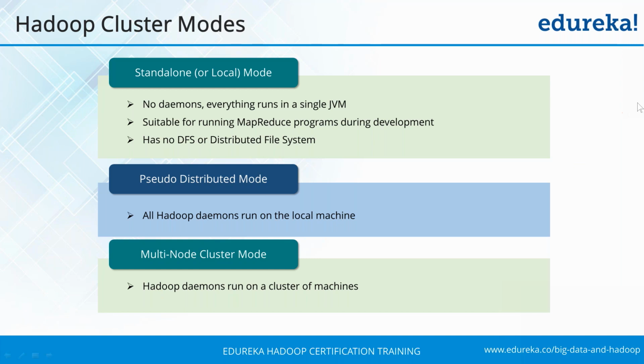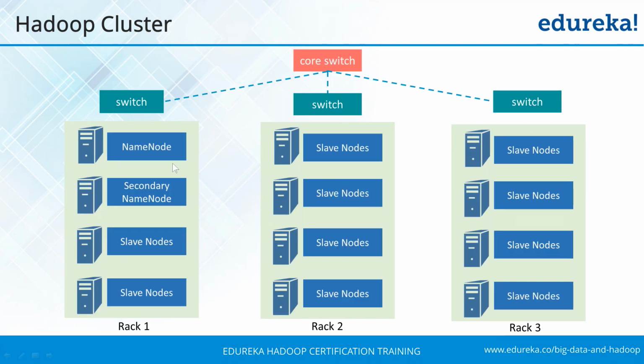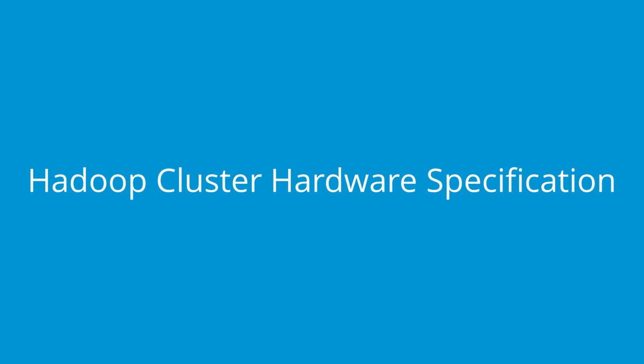Earlier we have seen how the cluster is created. So this is the fully distributed Hadoop cluster where you will have the name node and secondary name node deployed on separate machines. Similarly, you will have other Hadoop daemons deployed on separate machines, and then you will have slave nodes where you will deploy your slave daemons like DataNode and node manager.